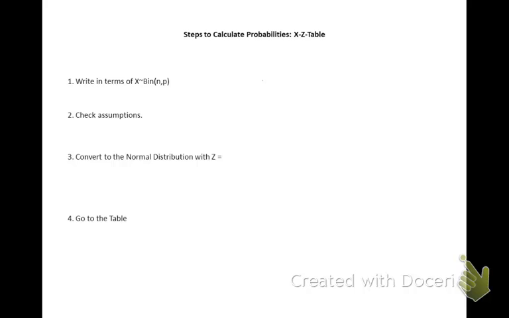So here are the steps you're going to use to work out these problems. You're still going to follow the XZ table order for looking up probabilities. You're going to write it in terms of x being binomially distributed with parameters n and p, and you'll have to verify that you are indeed in a binomial situation. Then you'll check your assumptions. Remember, the assumptions are 10 successes, 10 failures.